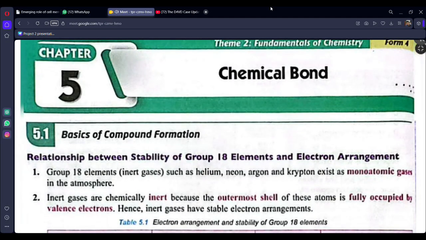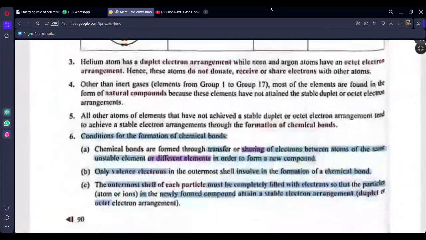Okay, alright, so chemical bond, basic of compound formation. You can skip everything here. You straight away start here. Straight start from number 6, okay?